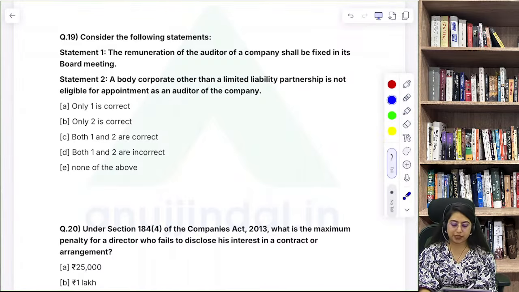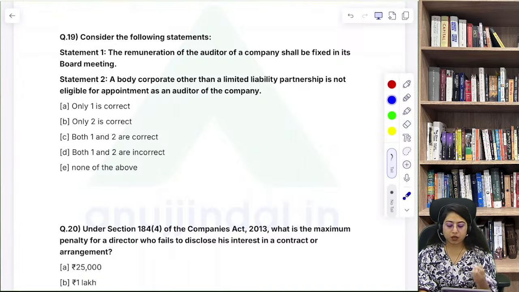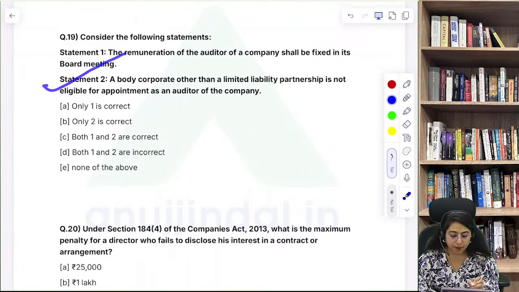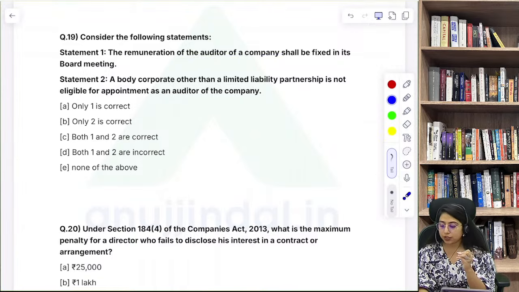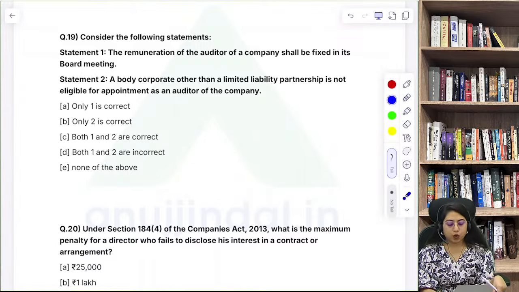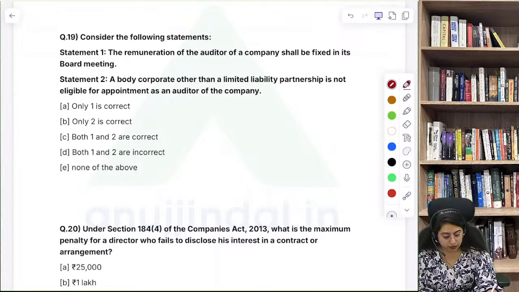No, it's not C. A body corporate other than a limited liability partnership is not eligible for appointment as an auditor for the company. This is correct. But the remuneration of the auditor of the company is fixed by the shareholders. It's fixed by the shareholders in the general meeting and not by the board of directors. Please remember this, very important.